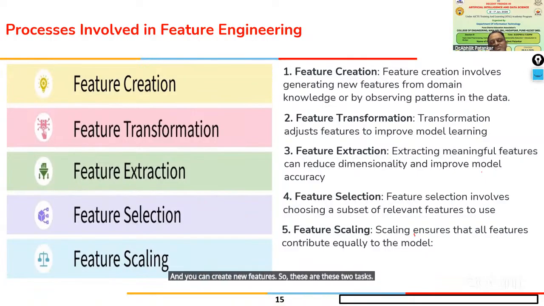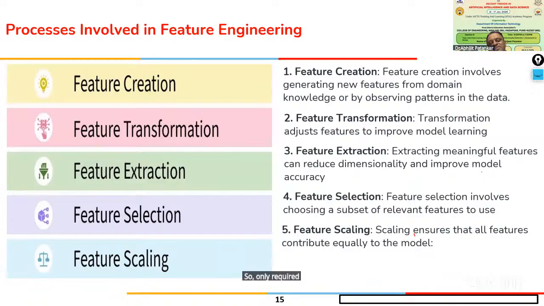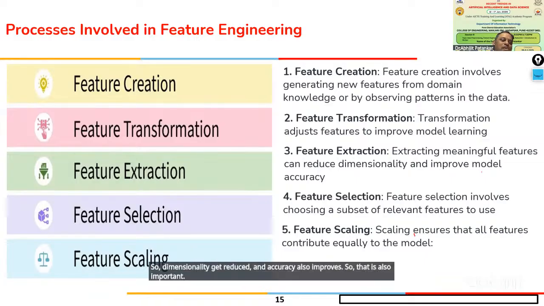Feature extraction. Extracting meaningful features can reduce the dimensionality and improve the model accuracy. You want accuracy, and you also want to reduce the dimensions, because you don't want large data to get processed. So only required features you extract and use them. Dimensionality gets reduced and accuracy also improves. So that is also important: extracting only required features. Then feature selection.